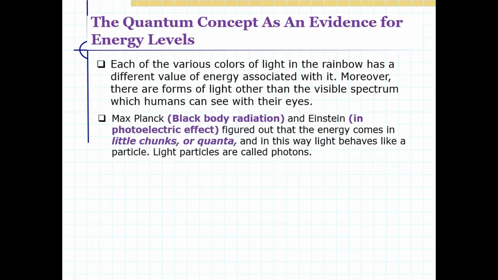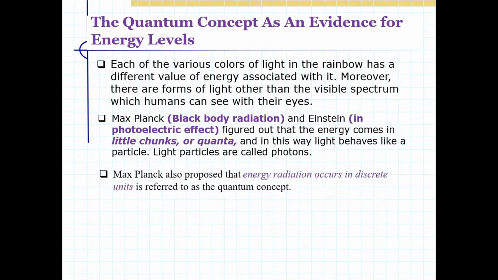Max Planck, who is responsible for telling us about black body radiation, and Einstein in his photoelectric effect, figured out that the energy comes in little chunks or quanta, and in this way the light behaves like particles. The light particles were called photons. So it was a quantum concept. They predicted that these light waves are behaving like light particles.